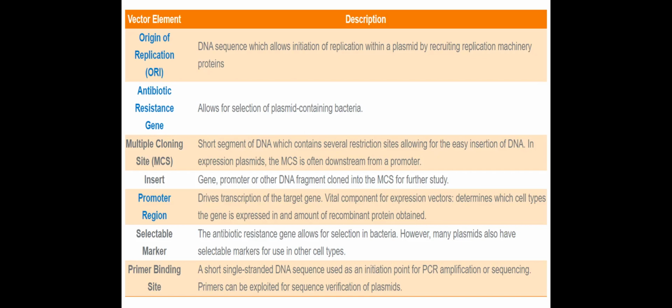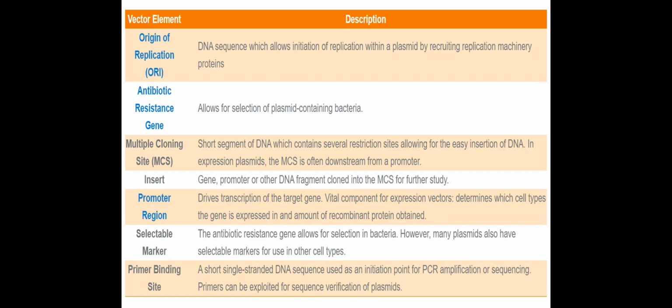Now we will discuss in detail what elements need to be present in the vector. Number one, the origin of replication, which is required for initiation of replication. Then it must have the antibiotic resistance gene. It allows the selection of plasmid-containing bacteria. If your vector carries the antibiotic resistance gene, after transformation we grow the host cell on antibiotic medium, a growth medium which also carries the antibiotic. In that medium, only those bacteria will grow that carry your vector.